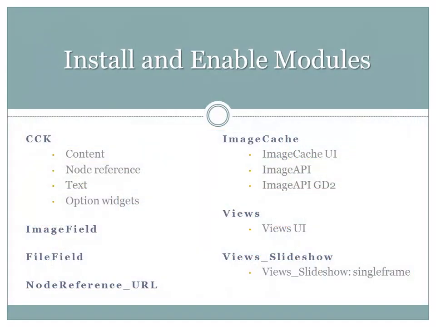But I use the async theme, and these are the modules that you need to use in Drupal 6. CCK is fields in Drupal 7. It's part of core. Image field and file field are field types. Node reference URL, someone in the last class said, how do you take data from two different tables and put them together? You do that with node reference URL. It's a module that you just download from the website and turn on. Image cache is a module that lets you have your members upload pictures or images, and you can set parameters as to how big you want them cropped or sized, enlarged, or reduced. And of course you need views in the views user interface so that you can create your views. And then view slideshow is the one that makes most of the magic happen.